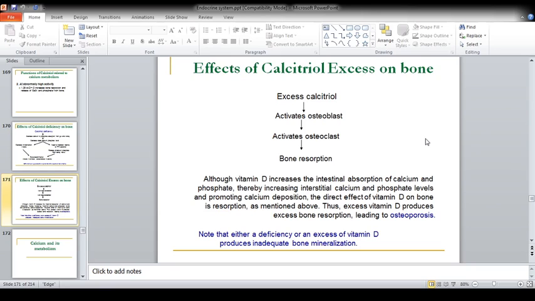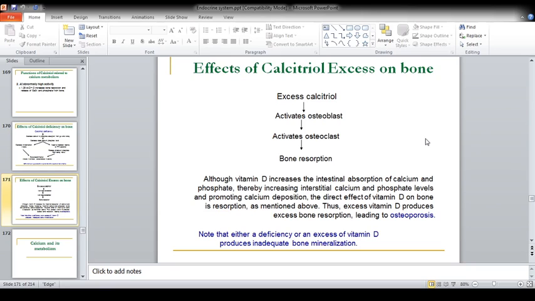Although vitamin D would increase the intestinal absorption of calcium and phosphate, thereby increasing interstitial calcium and phosphate levels and promoting calcium deposition in the bones, the direct effect of vitamin D on the bone is resorption. Remember this. The direct effect, this can be an MCQ. Direct effect of vitamin D on the bones is bone resorption. So excess vitamin D, if taken, would also result in breaking down of bones.